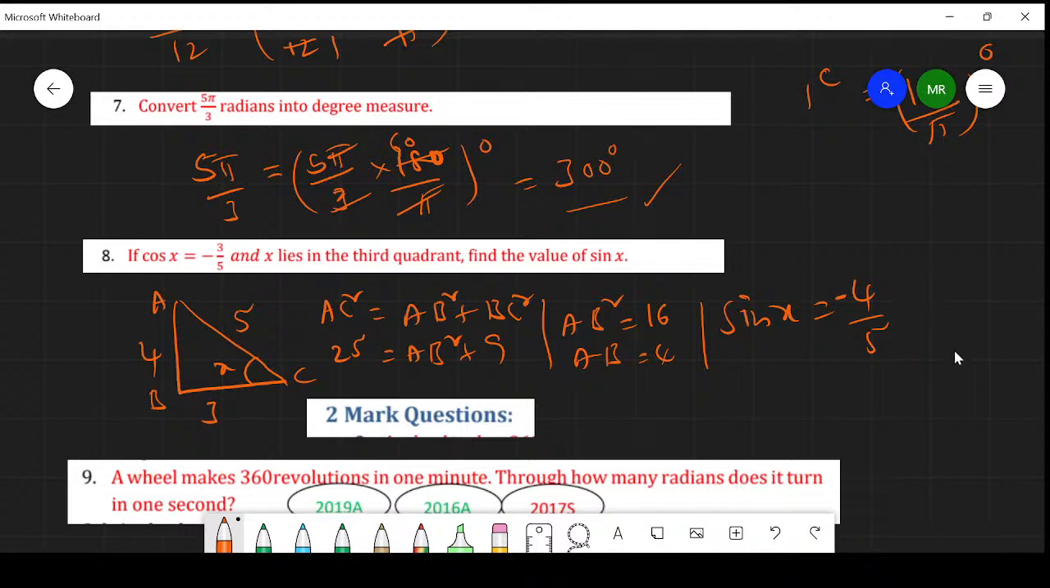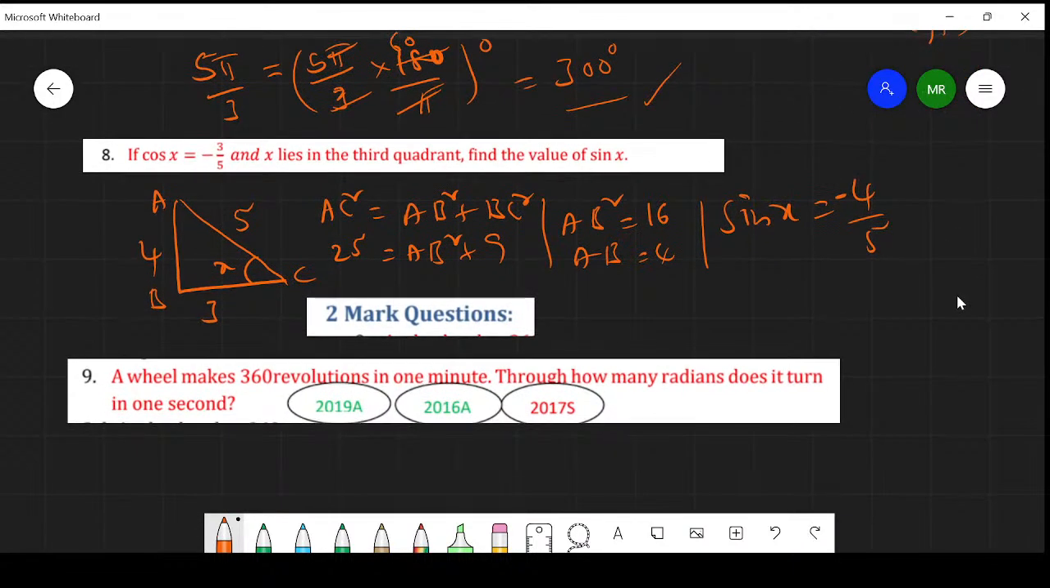I hope you understood this. These are the problems for 1 mark. Frequently they ask 1 mark questions: conversion of degree into radian, radian into degree, or they will give any one of the functions, sine or cos, and ask to find the other functions.